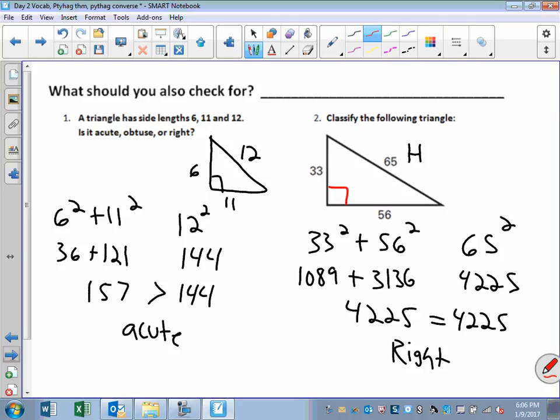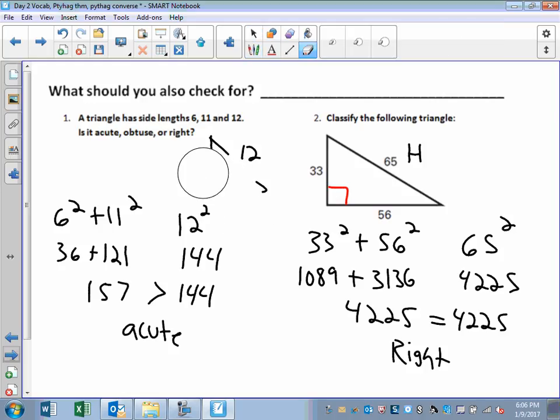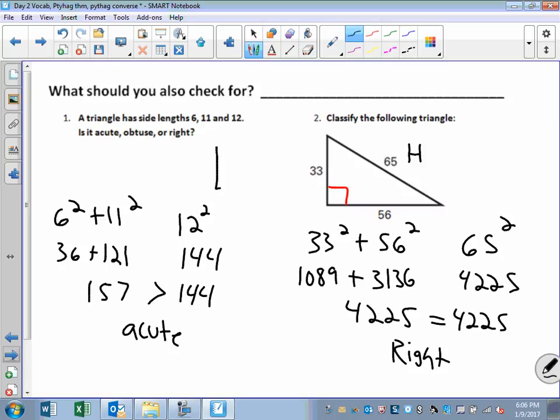Okay, so for this one, I actually made a little boo-boo. This one is not a right triangle, so we don't have a right angle. So we just got some kind of triangle, actually an acute triangle. Let me not draw it so that it looks right. We got 6, 11, and 12. But it's not right. So number 1 is acute because it's bigger. Number 2 is right.